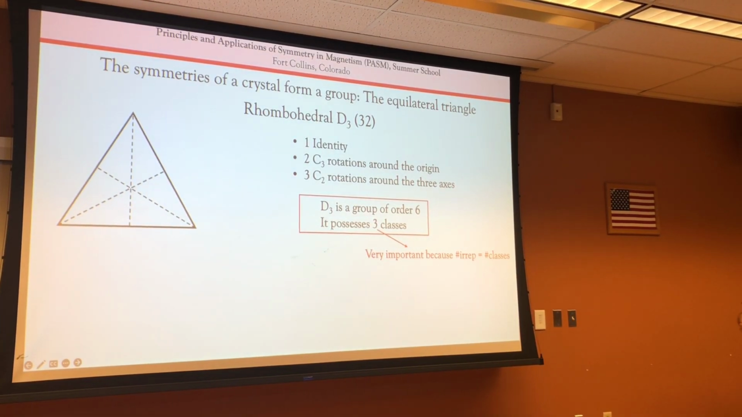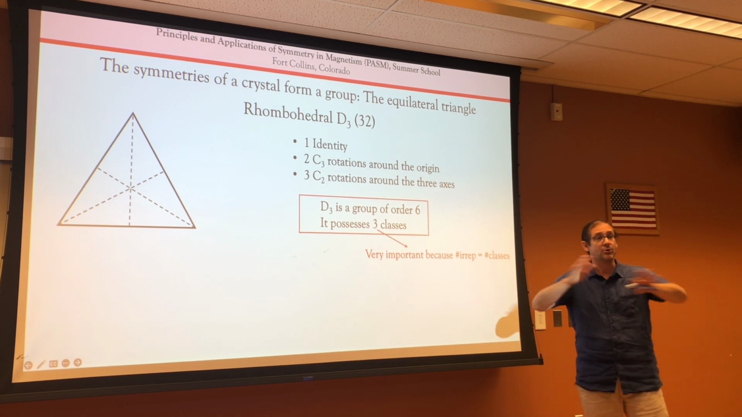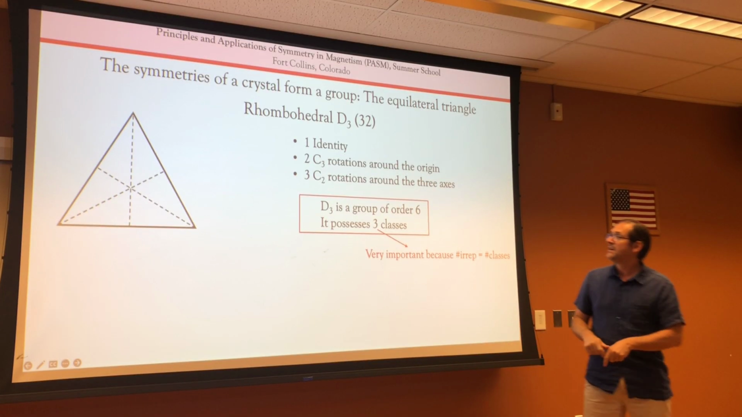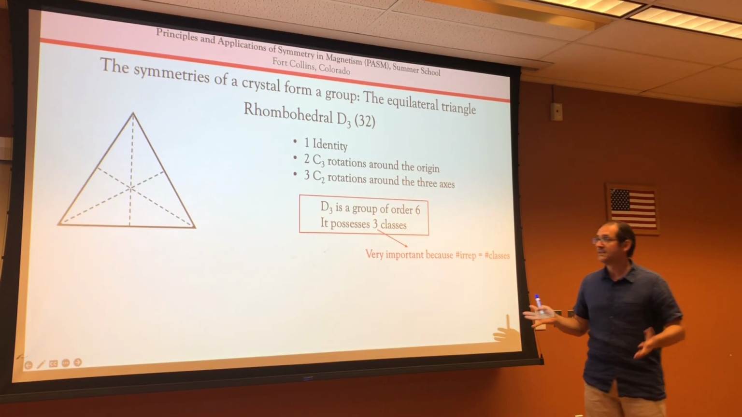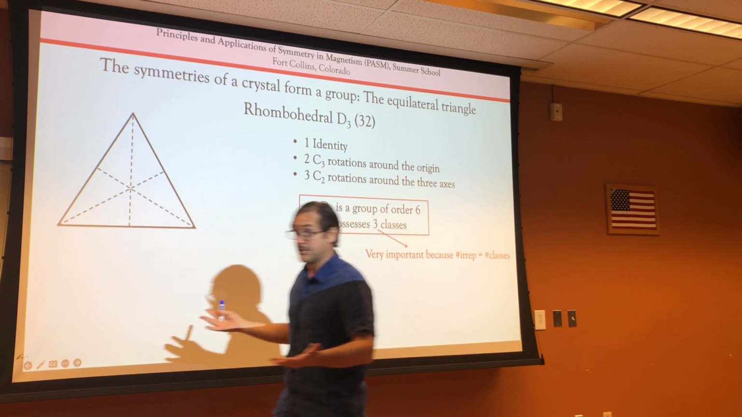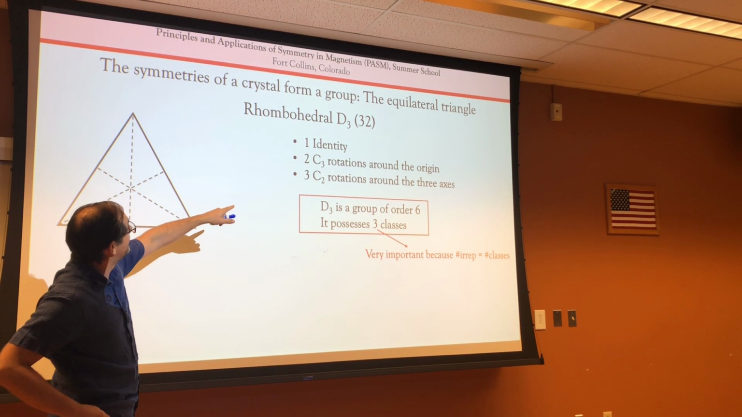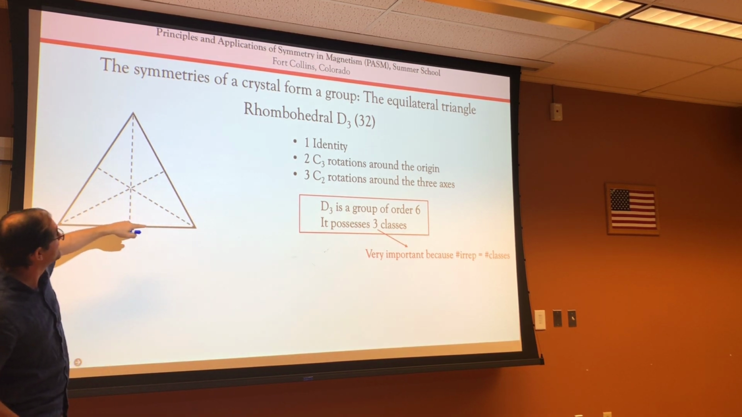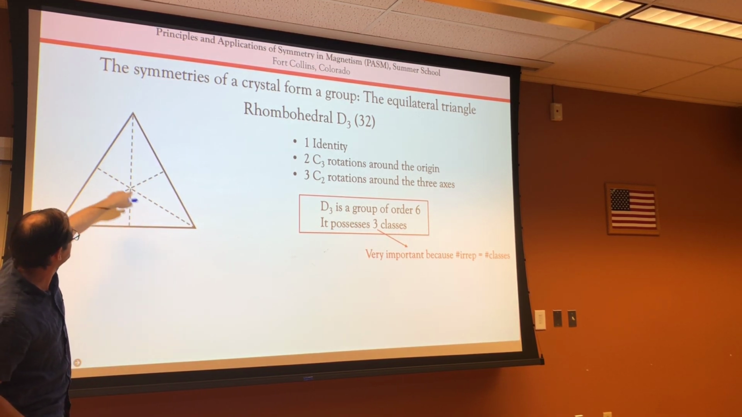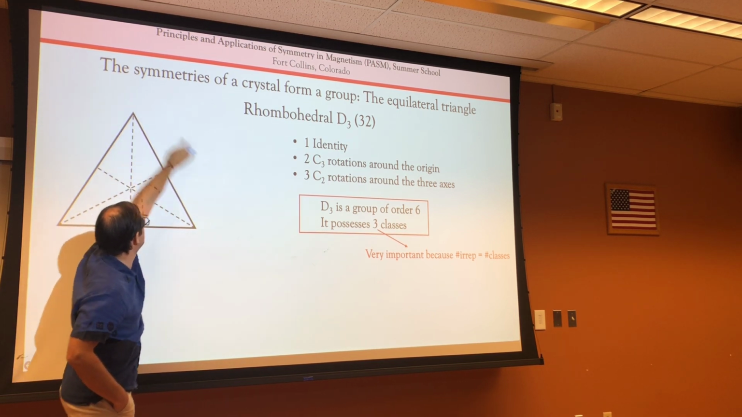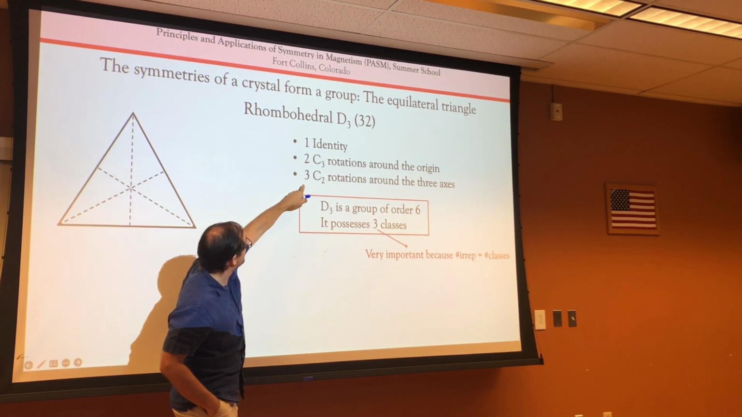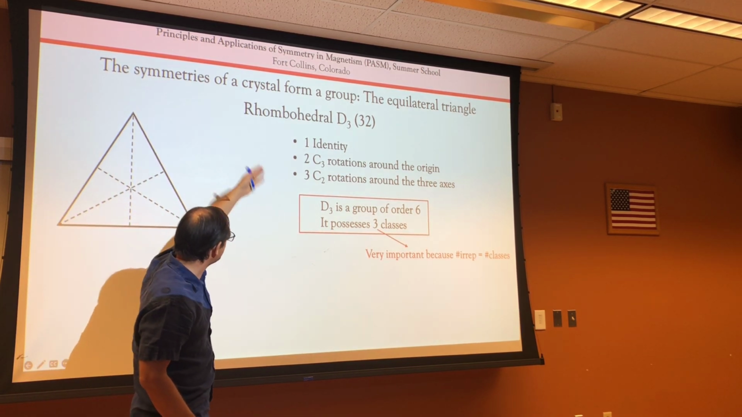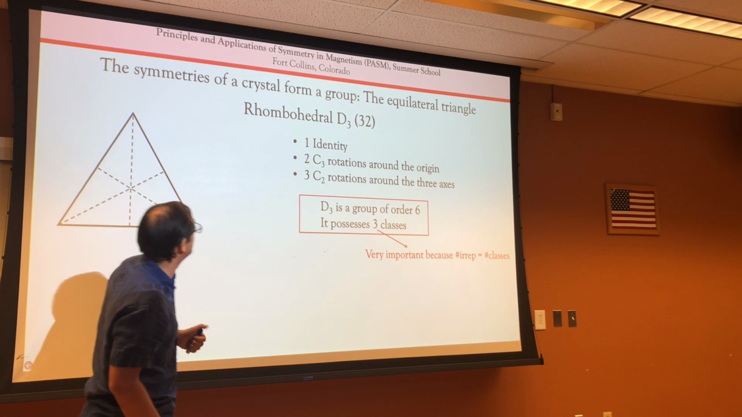Yeah. So we have the identity, always. That's actually very important, especially when you're going to build character tables. So we always have the identity, the transformation that doesn't do anything, basically, or that transforms the points into themselves. Then we have two C3 rotations around the origin, so 1 and 2. And we have 3 rotations around the 3 axes. So we have 6 transformations.